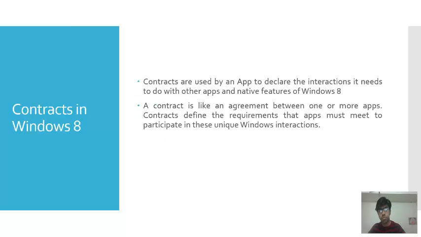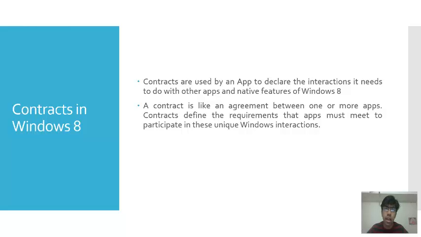Contracts can be defined as Windows 8 functionalities which an app can leverage to declare its interactions with other applications and native Windows features. A contract is an agreement between one or more applications. It also allows them to leverage the Windows 8 features and to communicate with other applications and share data among them.